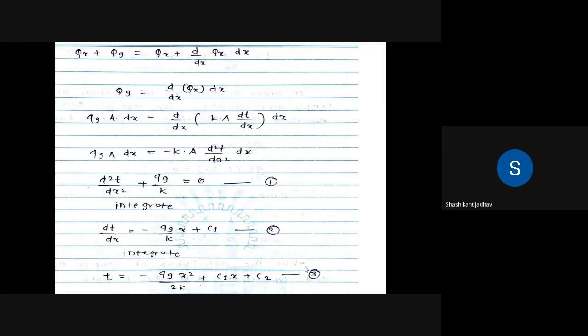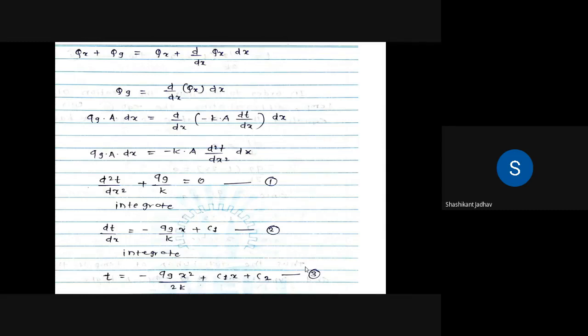Okay, so in the left hand side there is a qx, in the right hand side there is a qx. So qx will be cancelled. So what is the remaining equation? qg is equal to d by dx of qx into dx.